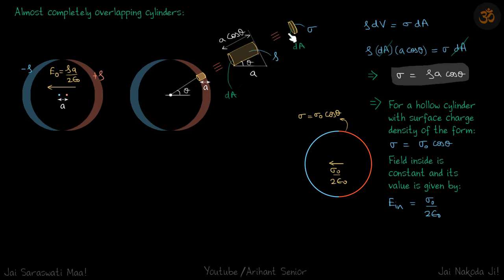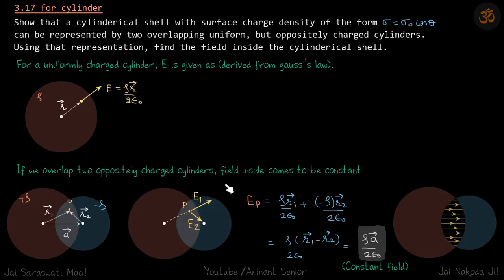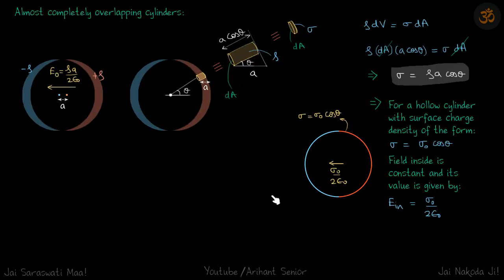The charges are the same, which means rho dV is equal to sigma dA. So rho into the volume of this cylinder, which is A cos theta into dA, is equal to sigma dA. dA gets cancelled and sigma is rho A cos theta. So sigma is equal to rho A cos theta. This kind of charge distribution can be seen as equivalent to that of a shell which has a surface charge density of sigma naught cos theta.